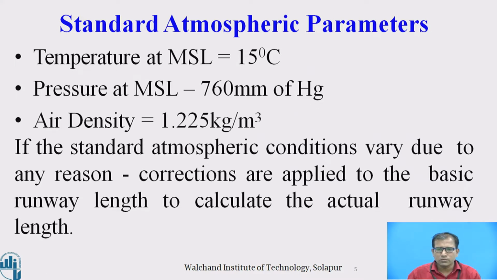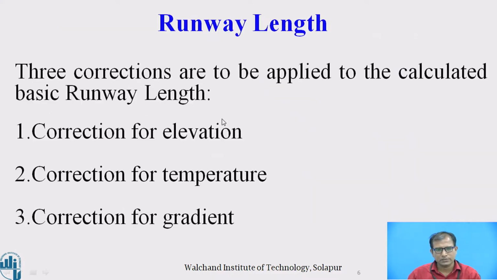Now why are we going to apply corrections to the basic runway length here? These are the standard conditions at mean sea level. If the values deviate from these standard conditions, it may be pressure, temperature or air density, we need to increase. What standard conditions do we take? Temperature at mean sea level is taken as 15 degrees centigrade, pressure at MSL is 760 mm of mercury, and air density is 1.225 kg per cubic meter. If there is any variation from this standard condition at sea level, we need to apply corrections.